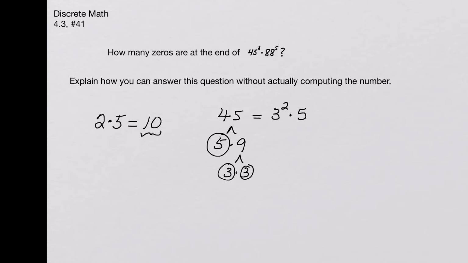And then I'll do the same thing with 88. And 88 is 8 times 11. And that's 2 times 4, which is 2 times 2.